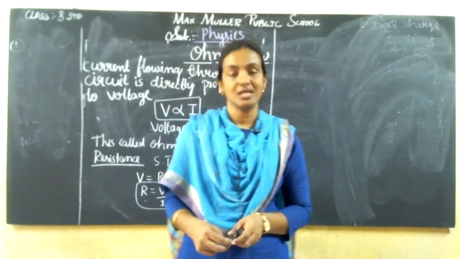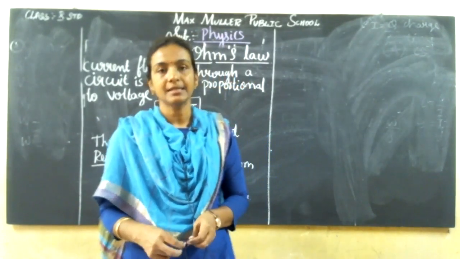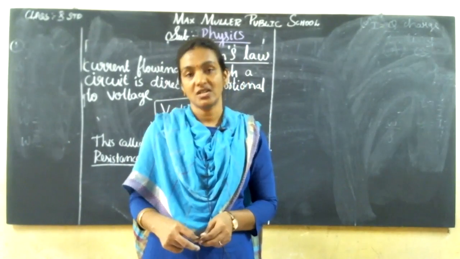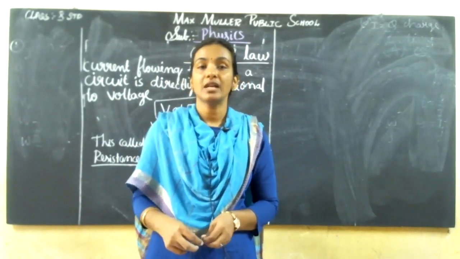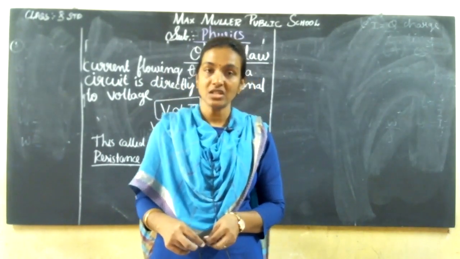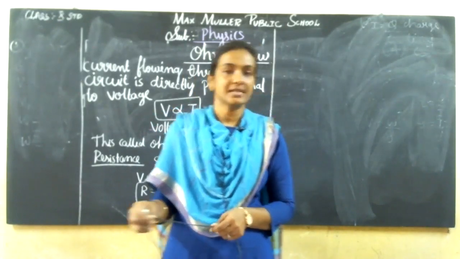Last two classes we discussed current, electric potential and potential difference. We got to know what current is: the rate of flow of charges. It is called electric current. So what is the formula here? I = Q/T. Q is charge, T is time. Time you always have to take in seconds.